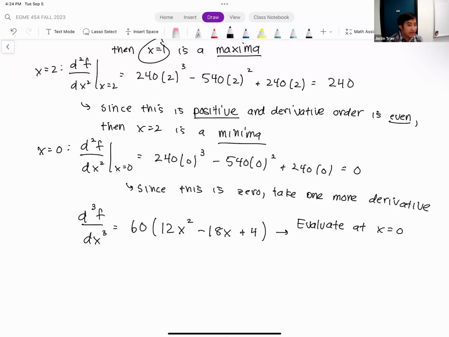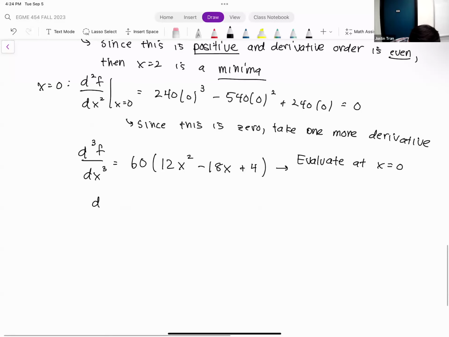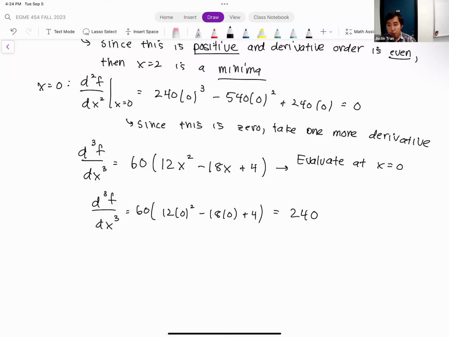So we're going to evaluate this at x is equal to 0 because that is the extrema in question here. Because we don't know whether x is equal to 0 is a max, a min, or not. And so we evaluate this at x is equal to 0, and what we get is d cubed f dx cubed equal to 60 times 12 times 0 squared, it's 18 times 0, it's 4. This is equal to 240.